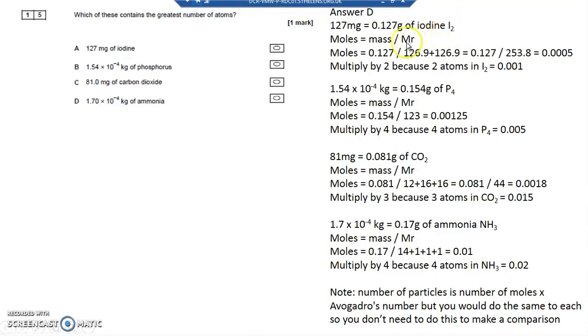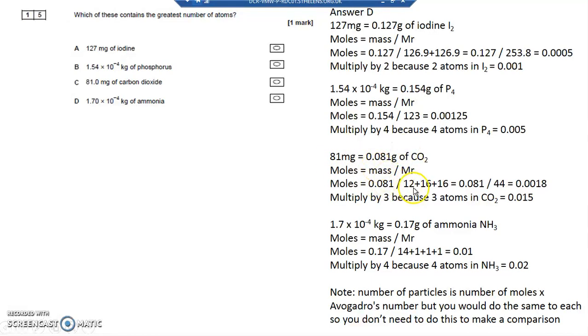Let's work out the Mrs of each of those and therefore the number of moles. So moles is mass divided by Mr. I2, 2 times 126.9, works out as 0.0005 moles of iodine. Number of moles of P4: the number of moles is the mass divided by the Mr. The Mr of P4, 4 times P, is 123, giving 0.00125.